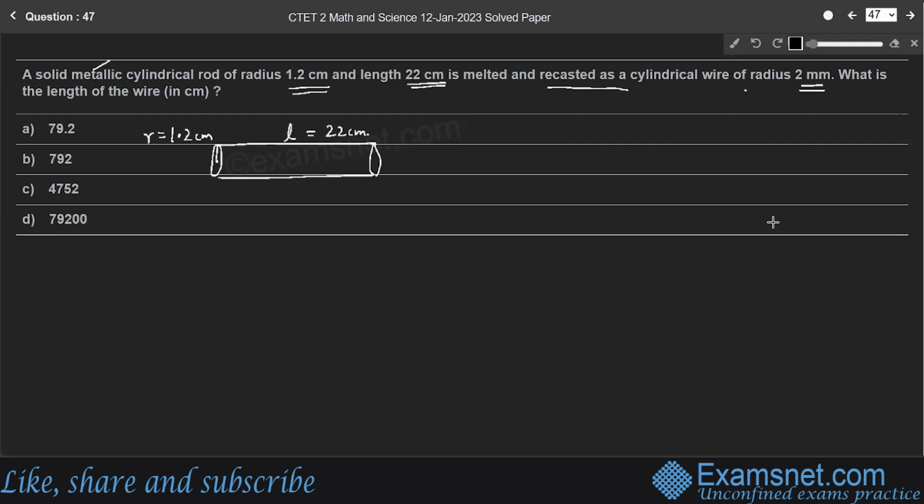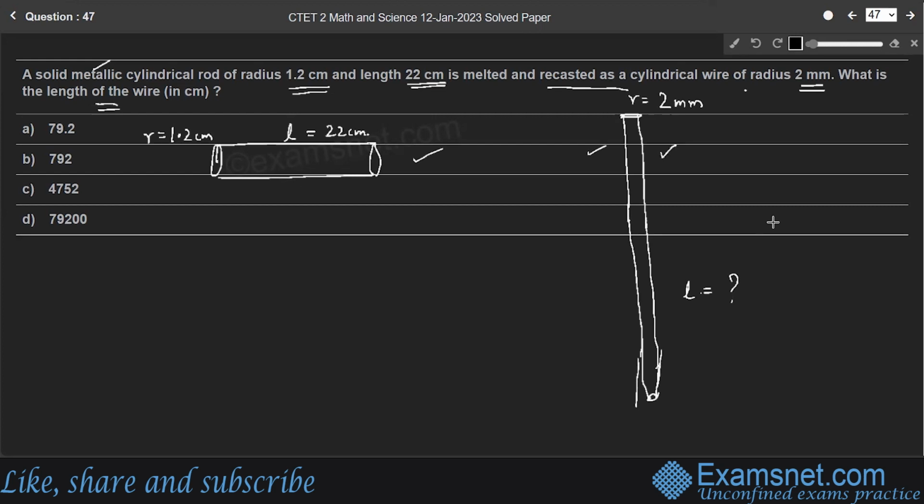And when it is melted and recasted as a cylindrical wire, so here radius of the cylindrical wire is very small, right? It is 2 mm. So 2 mm is radius of the cylindrical wire. And it is melted to form a wire, right, of certain length, right? So here the question is, what is length of the new wire here, right? What is the length of the new wire? So that the volumes are same, right? The same cylindrical rod is melted to form a cylindrical wire. This is cylindrical rod and this one is wire, right? Their volumes are same, right?